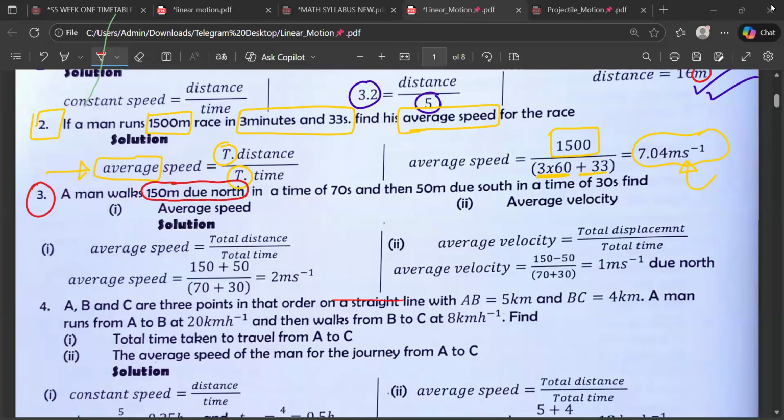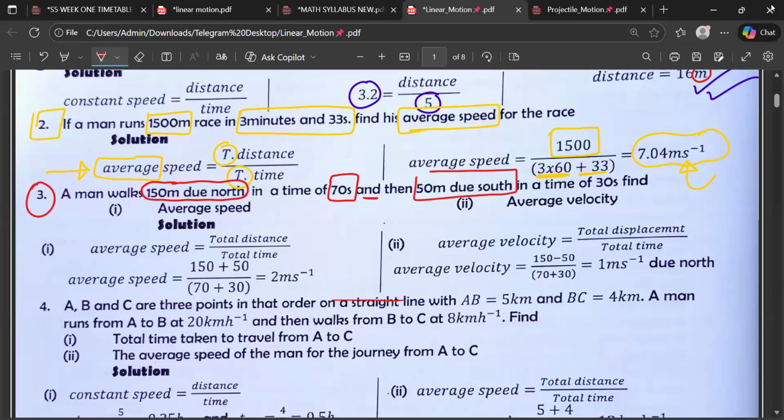So the 150 alone is the distance. But since they are specifying the direction, that due north, that makes it a displacement. And they are saying that was done in a time of 70 seconds. And then 50 meters due south. 50 meters alone is a distance, but both of them combined is a displacement. And this happened in a time of 30 seconds. They are asking for both average speed and average velocity.